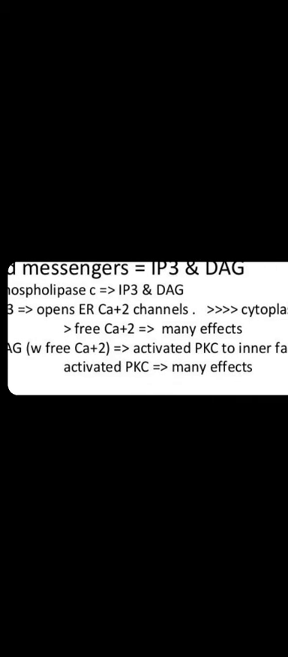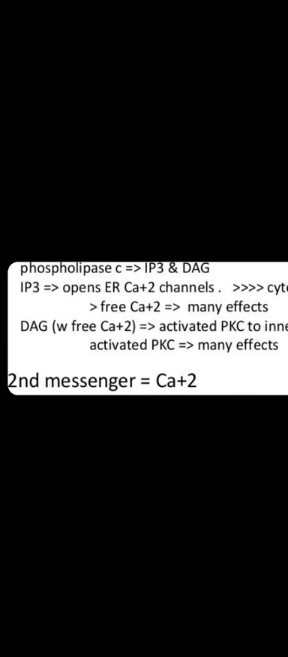triphosphate and diacylglycerol. Inositol triphosphate interacts with the endoplasmic reticulum membrane, with the calmodulin receptor of calcium. Now the calcium channel will be opened up. The cytoplasmic calcium will be accumulated into the endoplasmic reticulum. If an excess amount of calcium is present in our cell, it will lead to many effects.